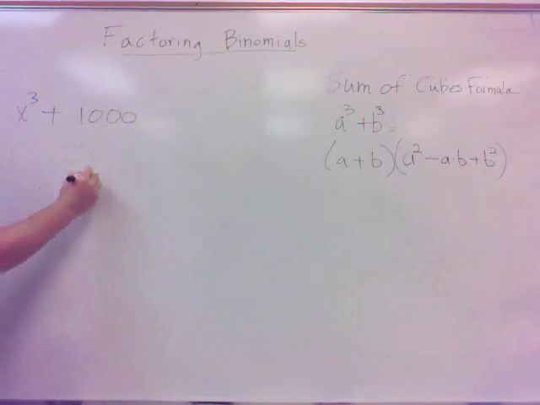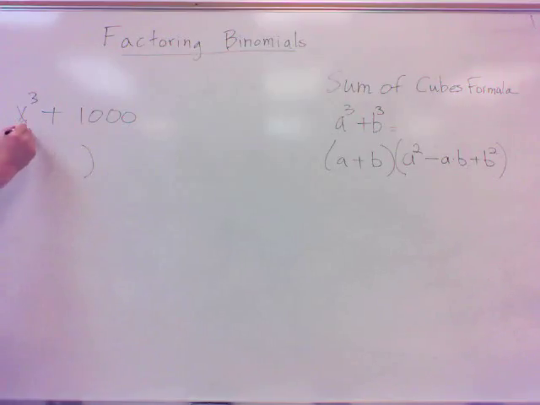All right, so here's how it works. So I'm going to take what goes first. Cube root of x. What you cube to get x cubed? That'll be x. And then what you cube to get 1,000 will be 10. And then, yeah, that stays the same. There's plus. Okay? Pretty much the same.